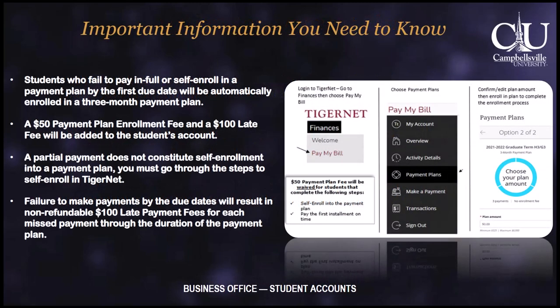Our payment policy also states that if you fail to pay in full or self-enroll into a payment plan by the first due date of the term, you will be auto-enrolled into the 3-month payment plan and charged the $50 payment plan enrollment fee, along with a $100 late payment fee for missing your first payment. Also, simply making a payment for part of your tuition balance in TigerNet does not constitute self-enrollment into the plan and could cause you to be auto-enrolled by the system and then charged the $50 payment plan late fee.